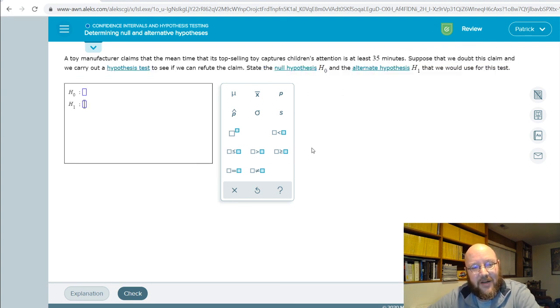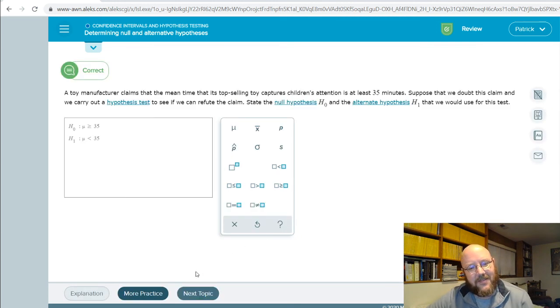And so our alternate hypothesis in this one is like, no, your mean time, and this is the symbol for mean, mu, right here, we don't think it's at least 35 minutes. We think it's less than 35 minutes, so less than 35. And so now your null hypothesis is just covering all your bases, so it's everything else. We use a greater than sign here, so yeah, they're going to use greater than or equal to, okay? So there we go, check that. And ta-da, we got that one.